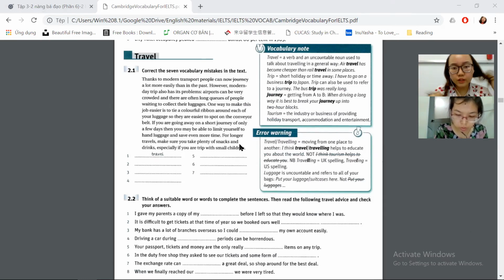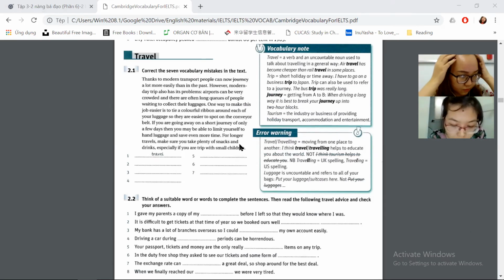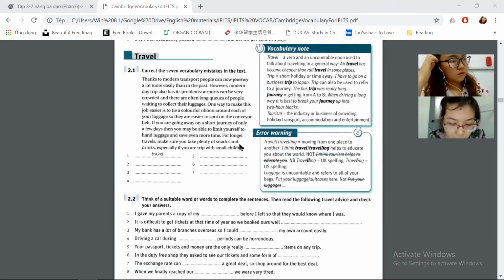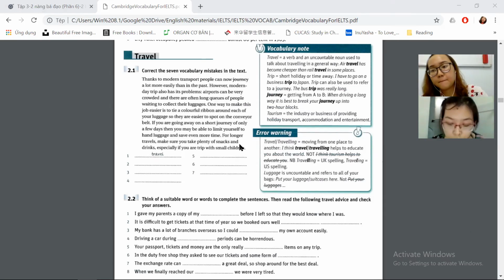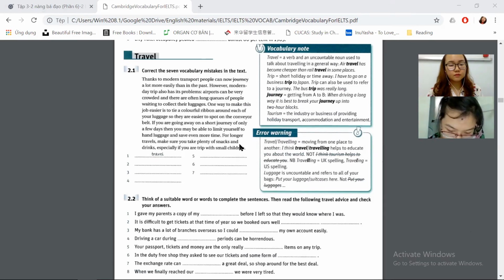Okay, I finished. Very good. Could you please read them for me? Thanks to modern transport, people can now travel a lot more easily than in the past. However, modern day travel also has its problems. Airports can be very crowded, and there are often long queues of people waiting to collect their luggage. Luggage, no S. Very good.